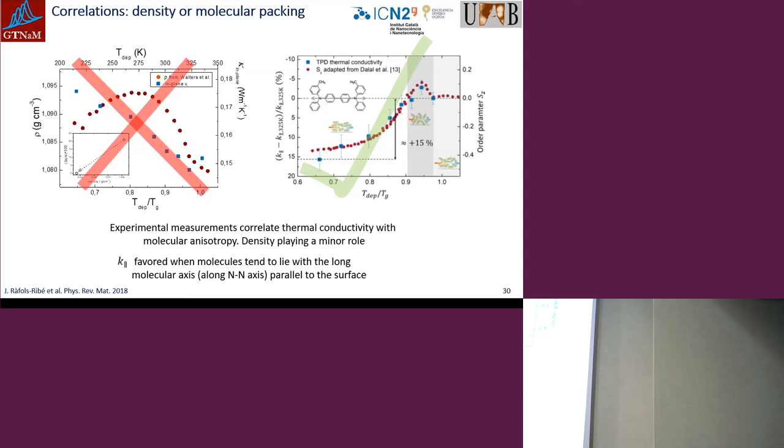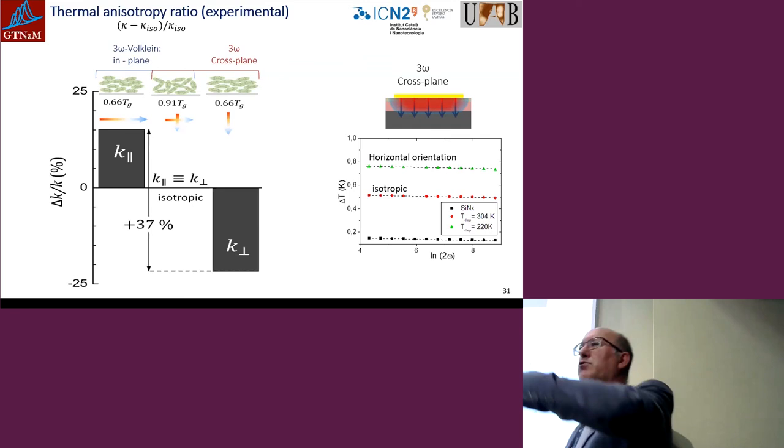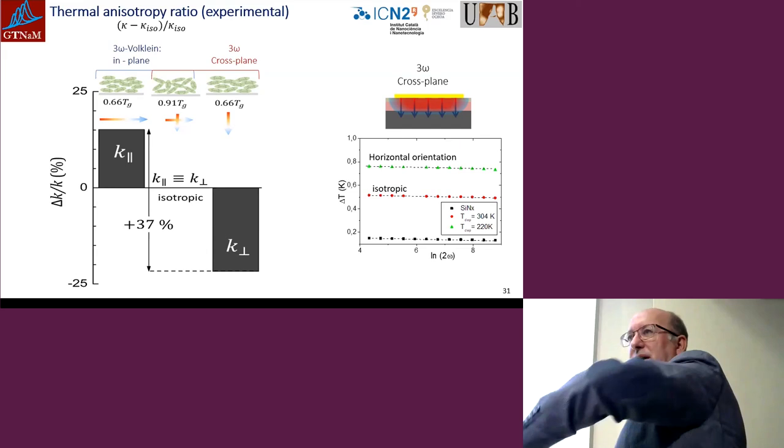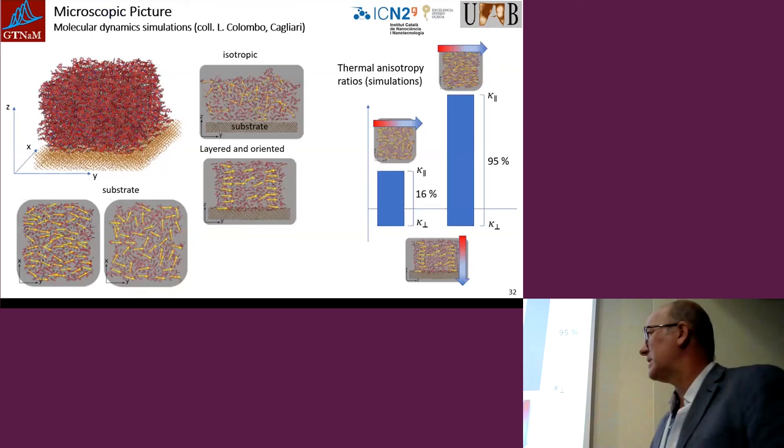So the thermal anisotropy ratio: if now we measure the in-plane thermal conductivity and we do cross-plane measurements with the 3 omega method, and we compare with respect to the isotropic material, we see differences that are around 40%. Okay, this is not a lot, but you have to take into account that our molecules are planar, but in the plane they are isotropic. So they are only oriented in the out-of-plane direction. So basically, if we are able to put all the molecules in the same direction, the system being a glass, we might have a stronger effect on those systems. And this is, in fact, what has been shown in the modeling.